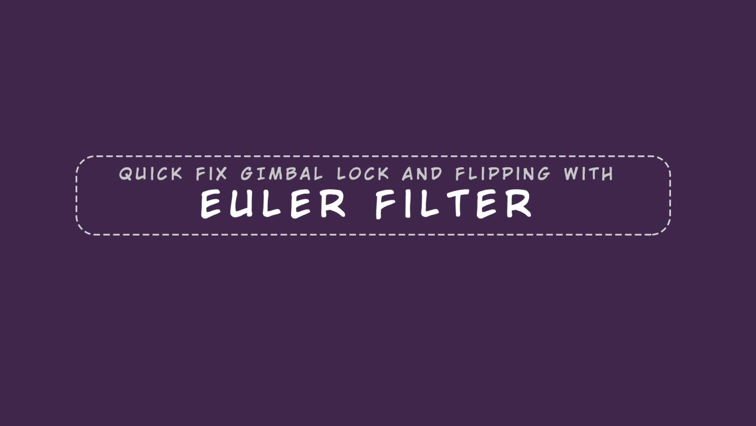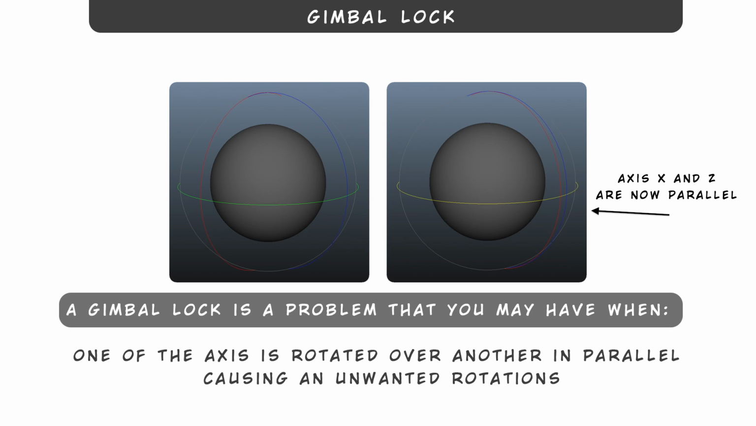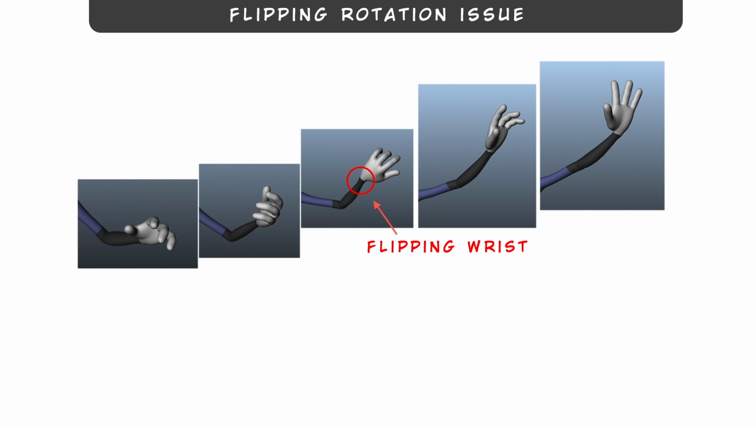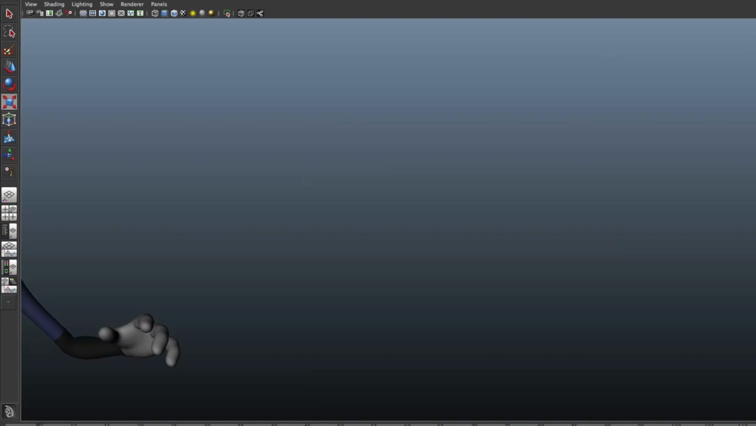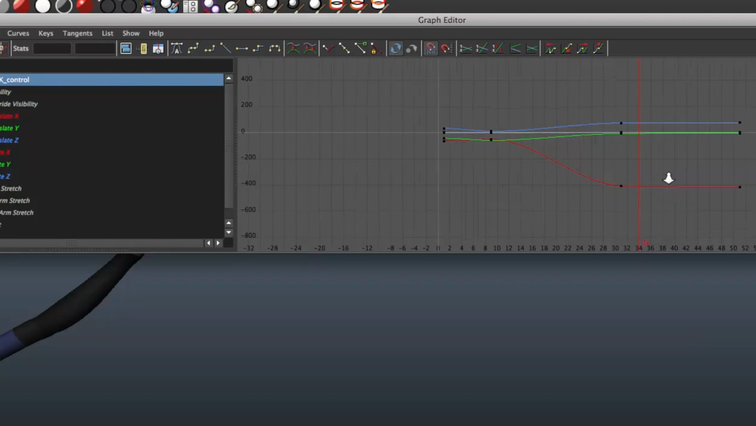This is not the only way to fix a gimbal lock or flipping rotation issues, and it doesn't always work, but it works in many cases. A gimbal lock is a problem that you may have when one of your axes is rotated over another in parallel, causing an unwanted rotation. Flipping issues are a bad rotation interpolation between two keys, the rotation wrapping the wrong way around positive or negative 180 degrees. So if you have this type of issue, you can try to use the Euler filter.